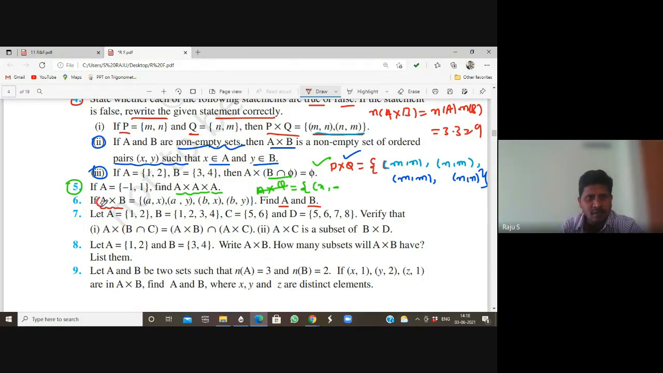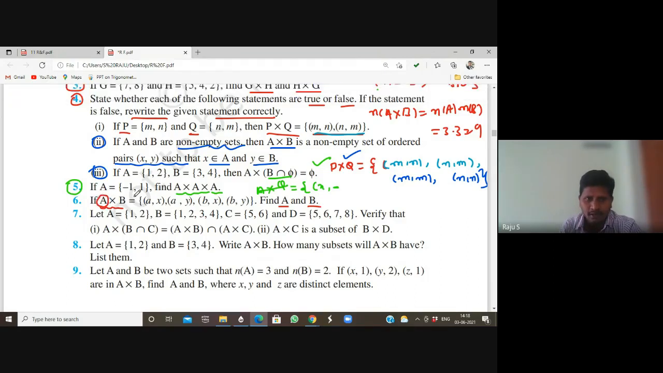What about the first non-empty set here? A, capital A. So what are the first components? What is the first component here? A and B. So capital A is equal to {a, b}, the set of all first components, which belongs to A, right?